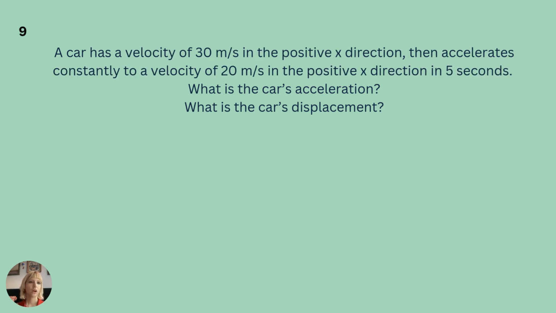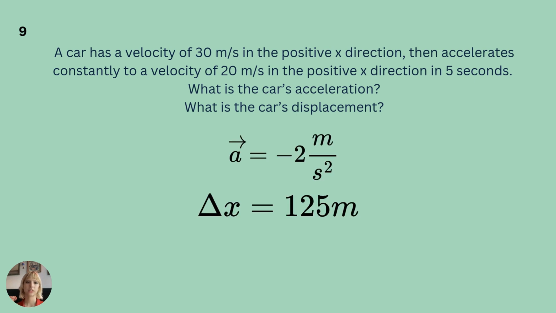Example 9. A car has a velocity of 30 meters per second in the positive x direction, then it accelerates constantly to a velocity of 20 meters per second in the positive x direction in 5 seconds. What is the car's acceleration and what is the car's displacement? So the acceleration is going to be negative meters per second squared. Since our acceleration is going in the opposite direction of our motion, or our velocity, I should say, it is going to be negative. And our displacement is going to be 125 meters.